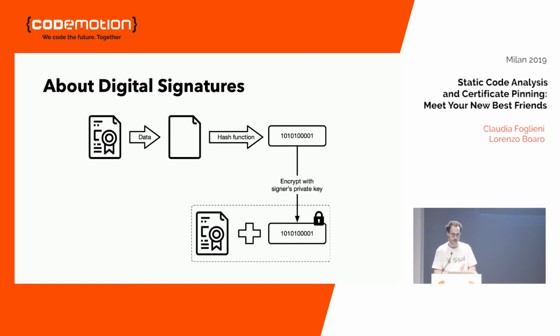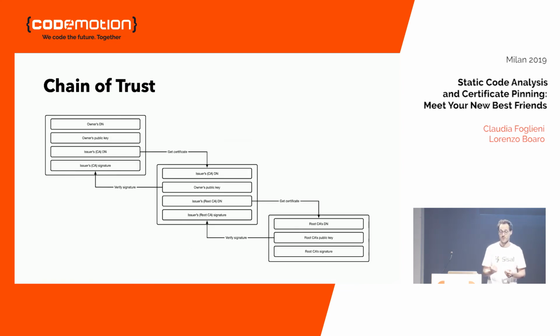So how does it work? When I have my digital certificate, I extract the data, and then these data are passed through a hashing function. I generate a hash. This hash is then encrypted with the private key of the issuer, in this case the certificate authority that gives me the certificate. And then this signature is attached to the certificate itself.